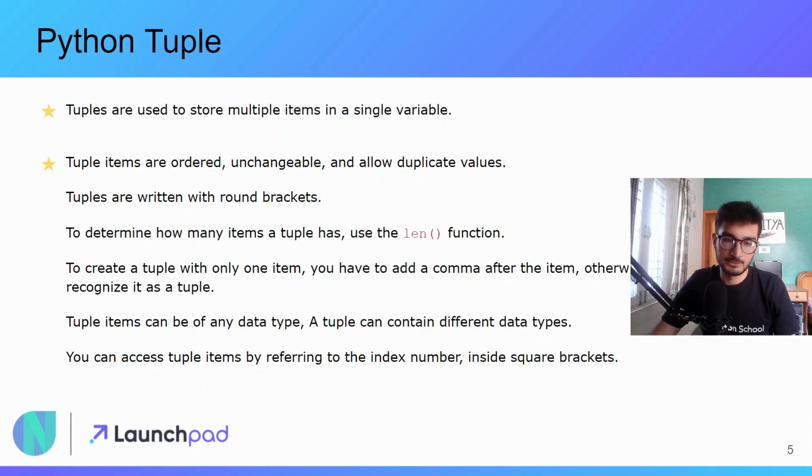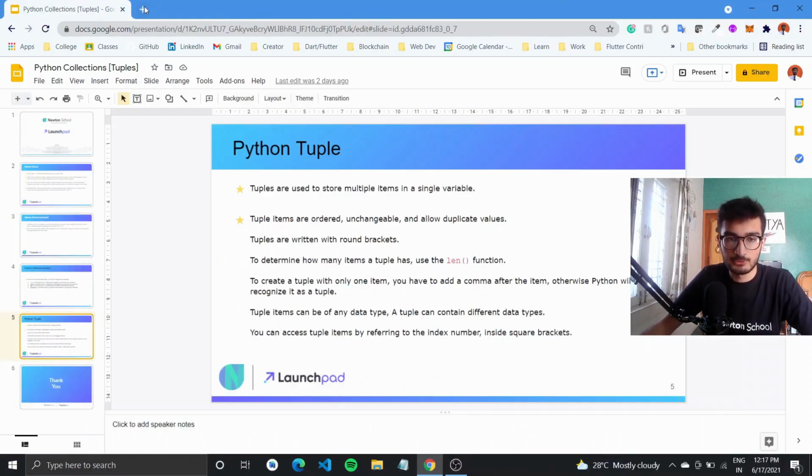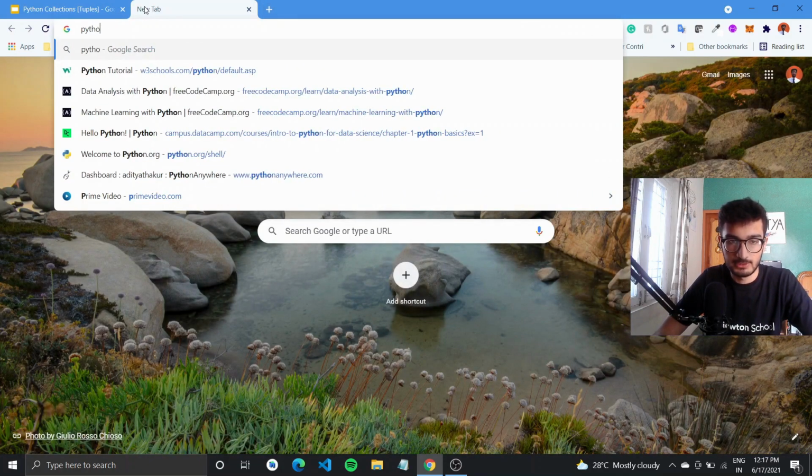So tuples are used to store multiple items in a single variable. They are ordered but unchangeable. They do allow duplicate values, and tuples are written with round brackets, unlike lists, which were written with square brackets. To determine the length, we can use the length function. To create a tuple with only one item, you have to add a comma, otherwise it wouldn't recognize it. Tuple items can be of any data type and you can access them by using the index number. So let's take it to code instead of just reading it in theory.